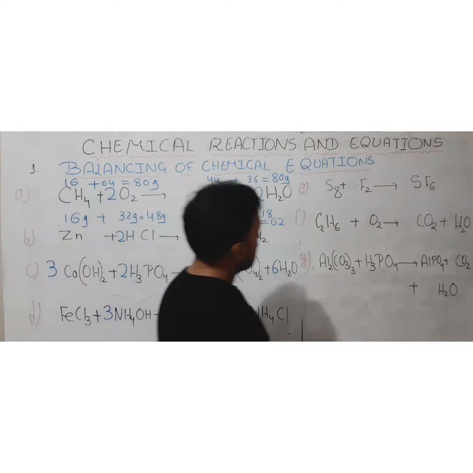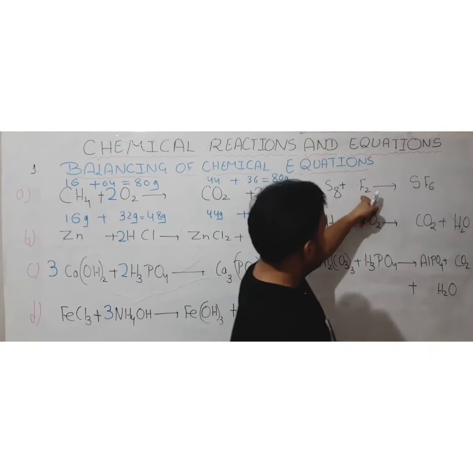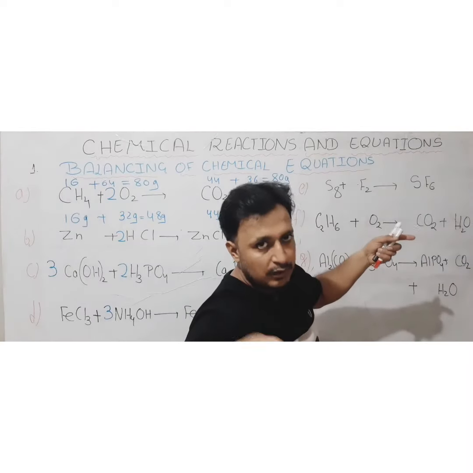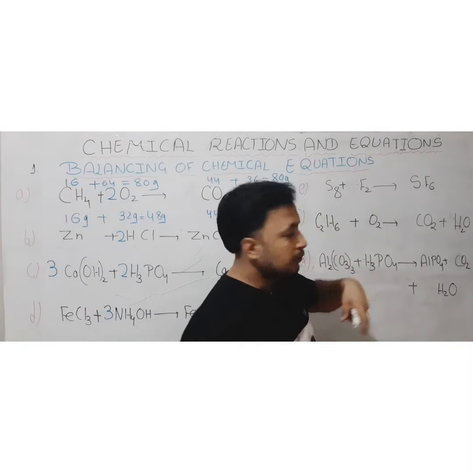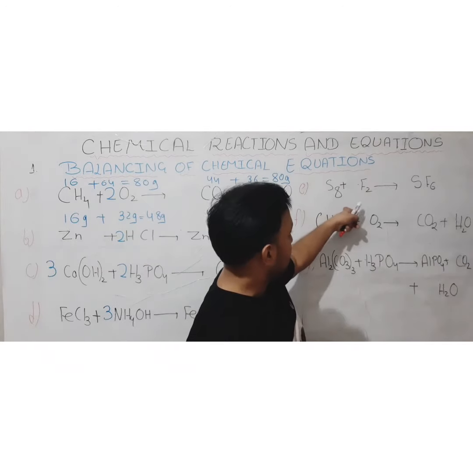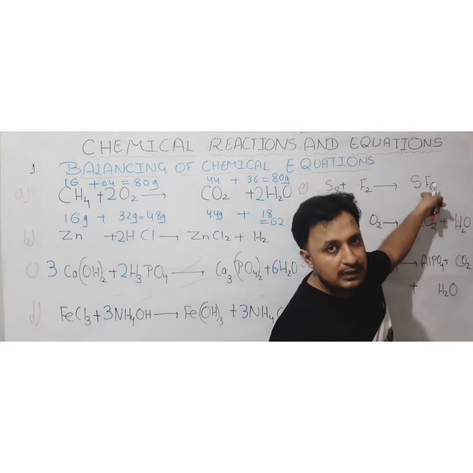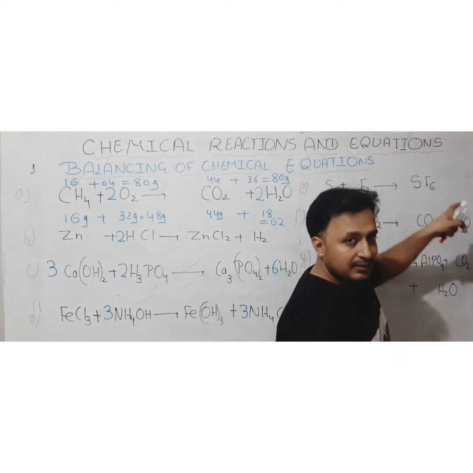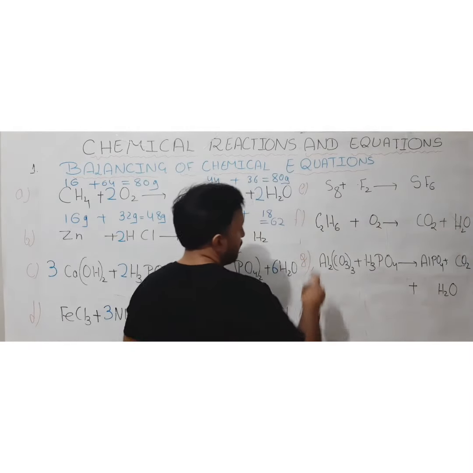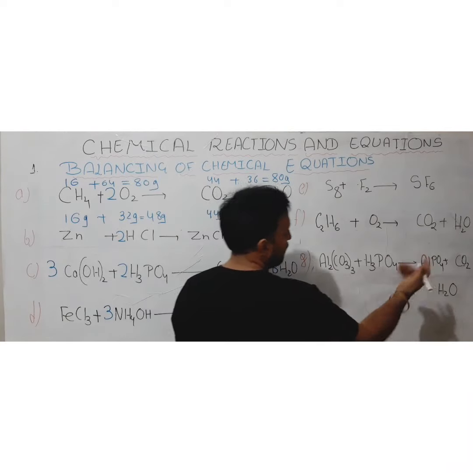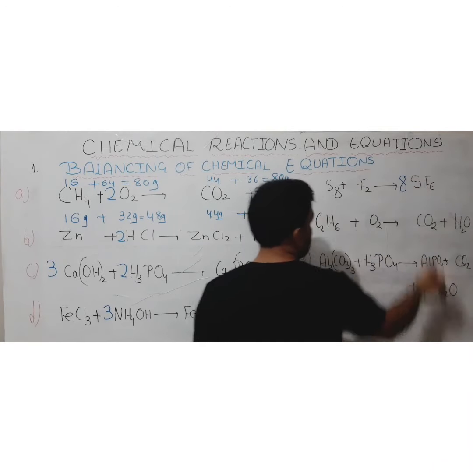Now let's move to the other one, sulfur S8 reacting with F2. Sulfur exists as S8 or S6 in molecular form. So here we have used S8. S8 is reacting with fluorine gas and giving you sulfur hexafluoride, SF6. So sulfur is 8 here, so we have to balance sulfur first. So we will be putting 8 here to balance sulfur.